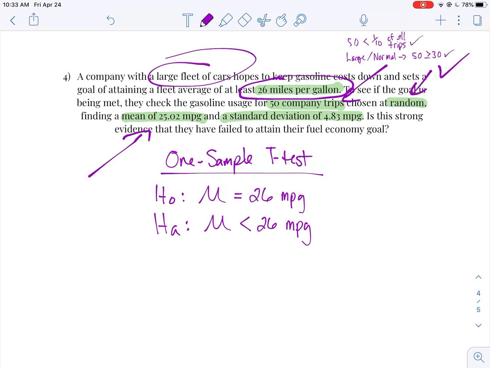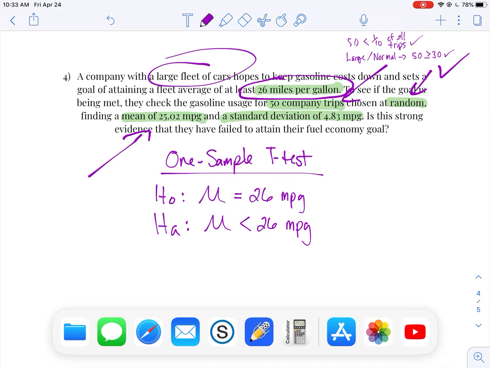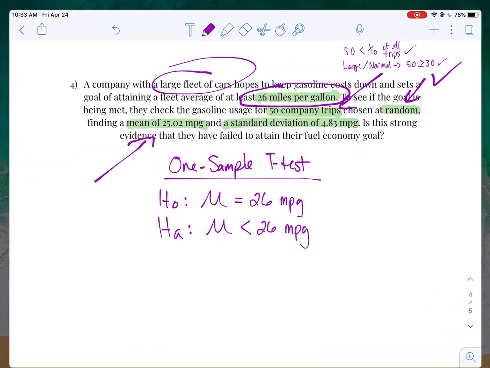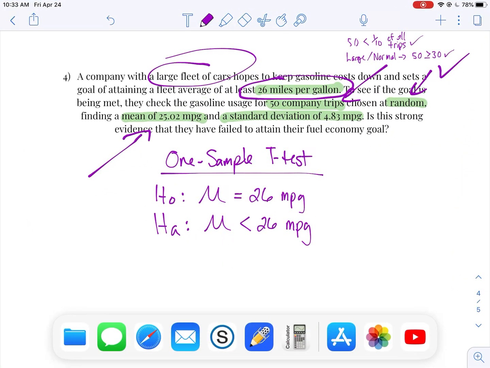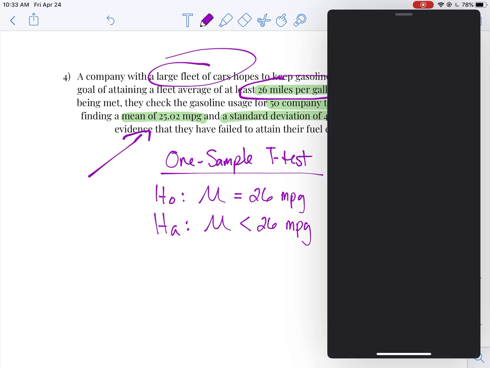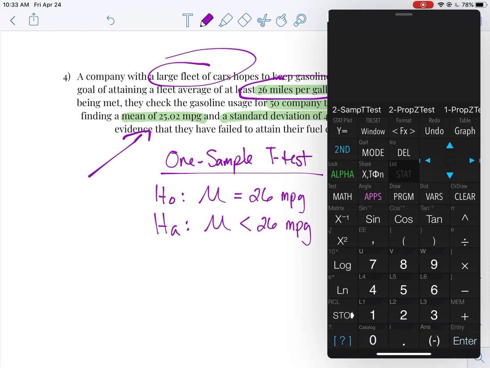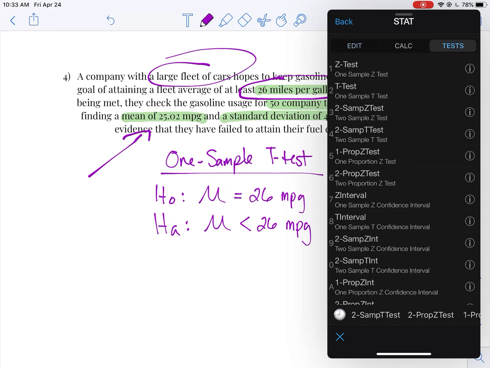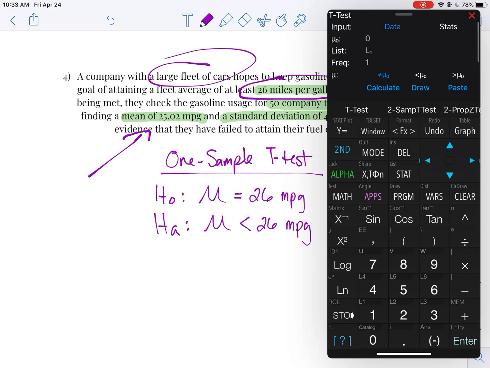I am all set to run my hypothesis test now. So what I'm going to do is go up to my calculator. Still haven't nailed this yet, but I figure I've been doing this long enough. All right, here we go. I'm going to go to stat, I'm going to go to tests, and I'm going to go to t-test. That's what I'm going to be running here.